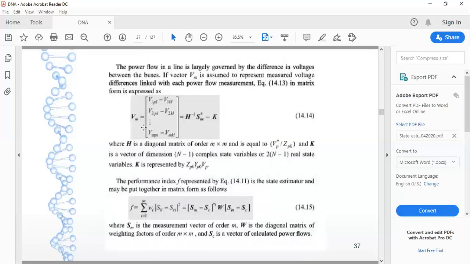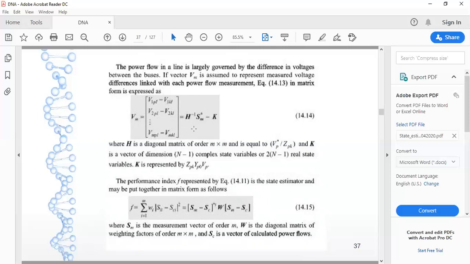Now, as we know, Vm is nothing but the difference between two bus voltages. If multiple buses or lines are connected, it can be written as V1 for the first line between P and K, the second line between P and K, and the third line between P and K. If we have m variables, we can consider that every line has one measurement unit connected. Now we have to express everything in terms of the H matrix. Over here, we denote this by H inverse Sm conjugate minus K.